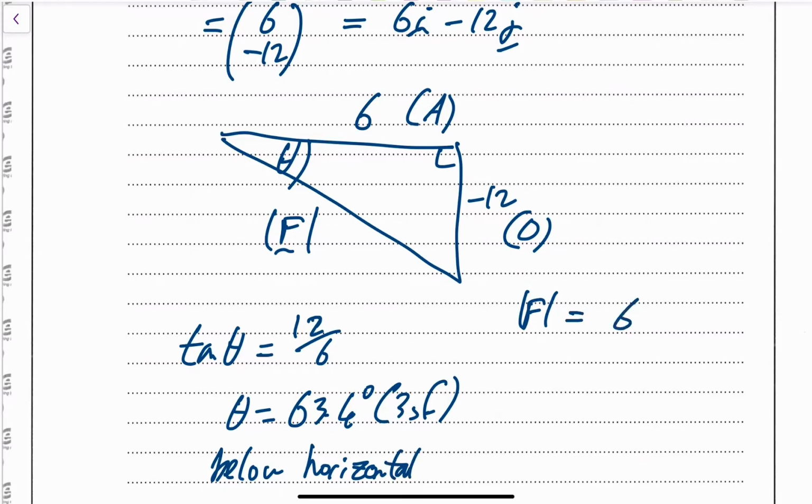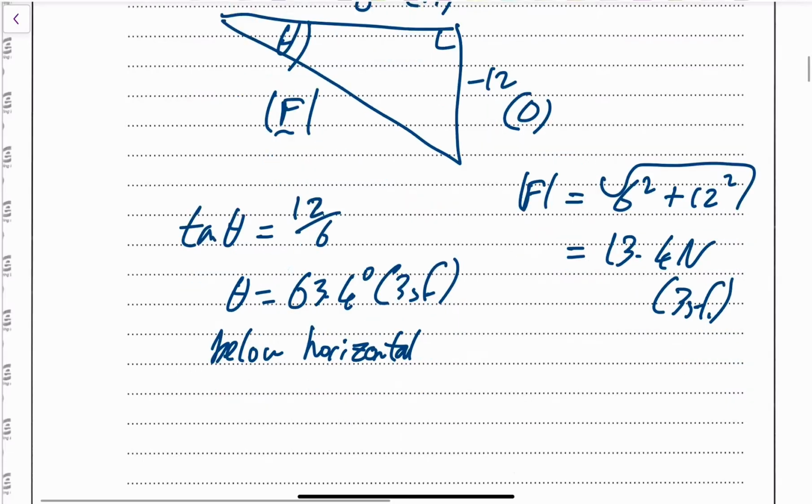Your modulus of F then is equal to the square root of 6 squared plus 12 squared, and that works out to, to 3 sig figs, 13.4 newtons.